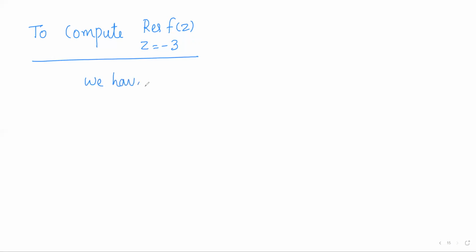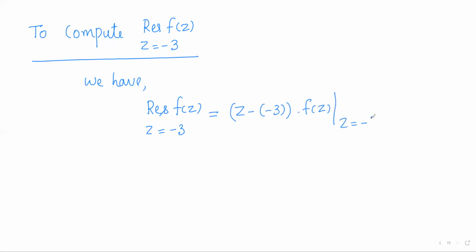We have residue of f of z at z is equal to minus 3 is z minus of minus 3, that is z plus 3, into f of z at z is equal to minus 3. Right? So z plus 3 into 1 divided by f of z, which is z square plus 5z plus 6, at z is equal to minus 3.